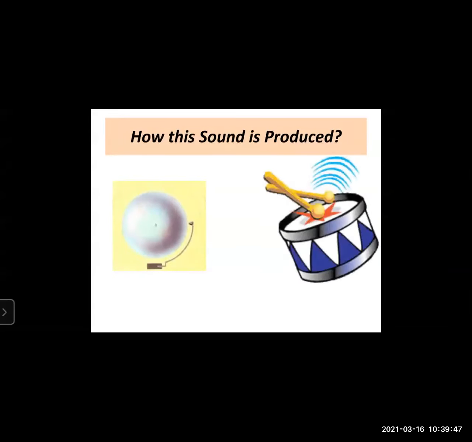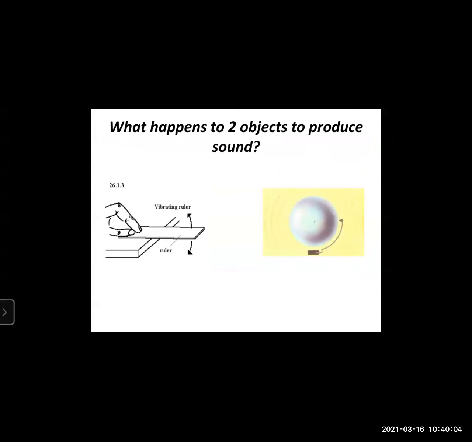The next topic is how that sound is produced. In the case of a bell, electric bell or a drum, the sound is produced due to vibration of that object. Now what happens to the object to produce sound? In the case of a bell, or the next example we have taken here, a vibrating ruler, sound is produced by the vibrating body.